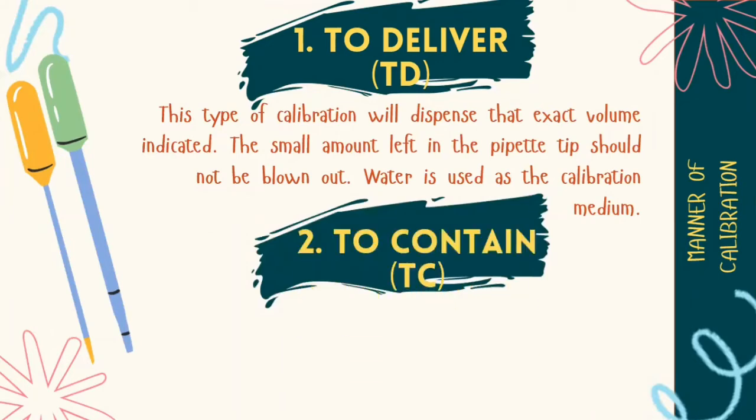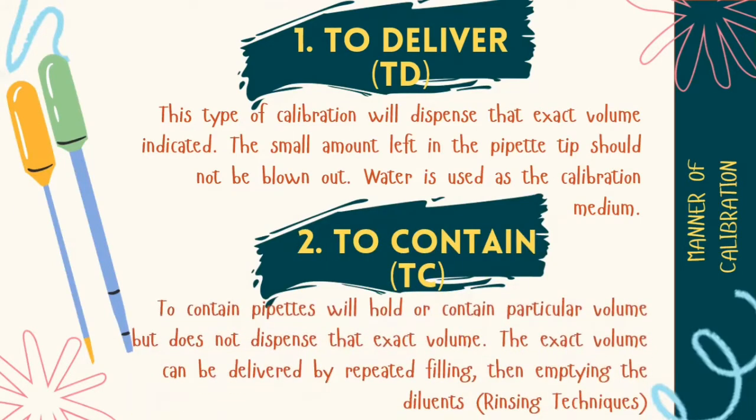Second is to contain, or TC. To contain pipettes will hold or contain a particular volume but do not dispense that exact volume. The exact volume can be delivered by repeated filling, then emptying the diluent, or what we call rinsing techniques.